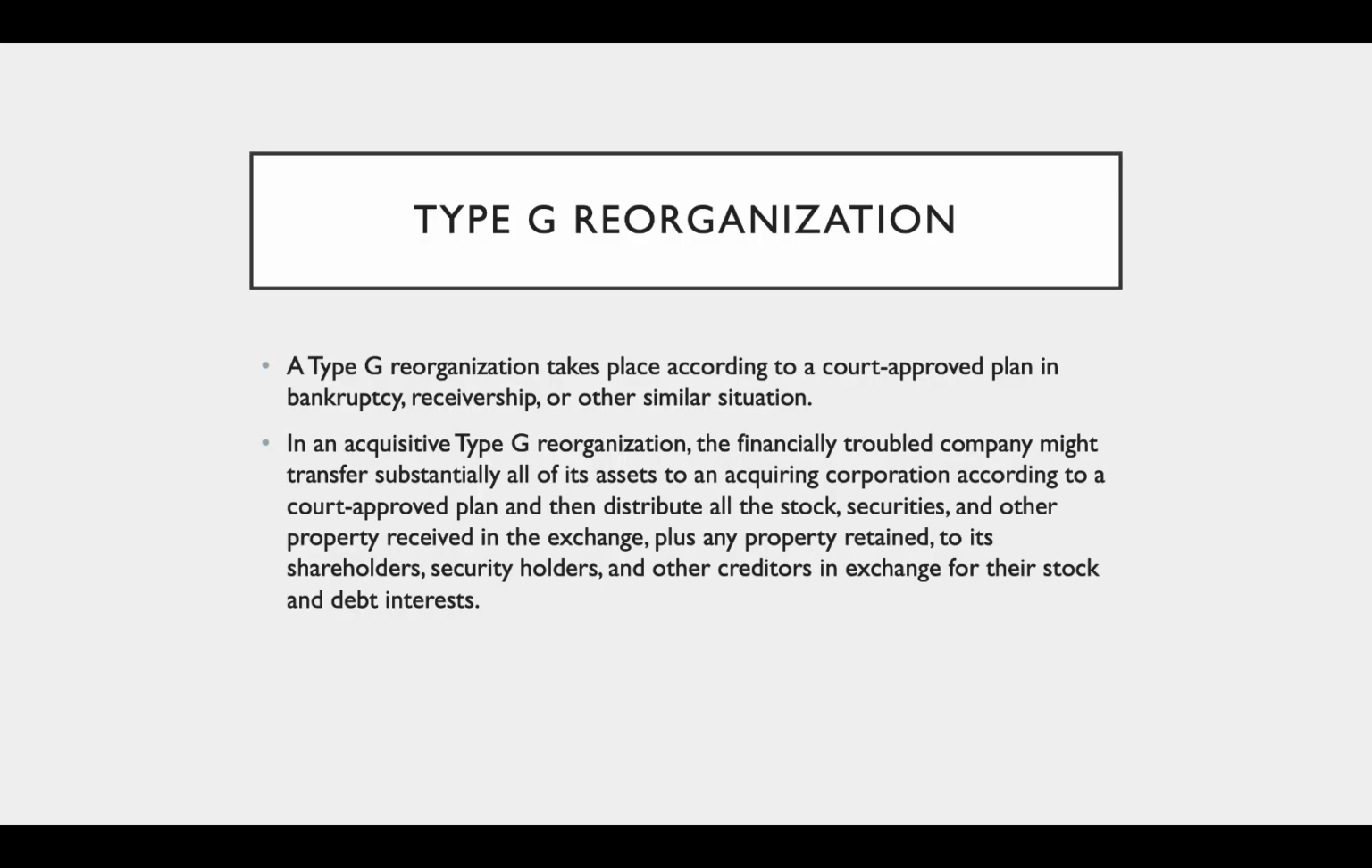Okay, a G reorganization is a reorganization that's going to take place according to a court-approved plan in bankruptcy, receivership, or other similar situation. In an acquisitive type G, the troubled company might transfer substantially all its assets to an acquiring corporation according to their court-approved plan, and then distribute all the stock, securities, and other property received in the exchange, plus any property retained, to its shareholders, security holders, or other creditors in exchange for their stock and debt interests.